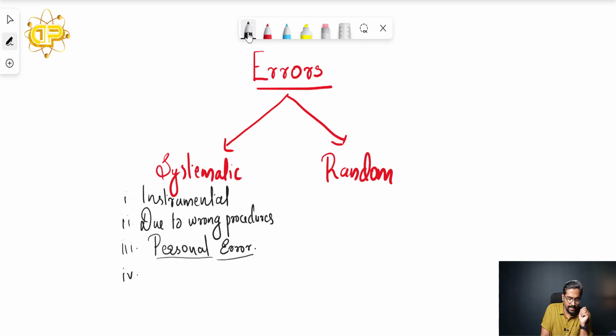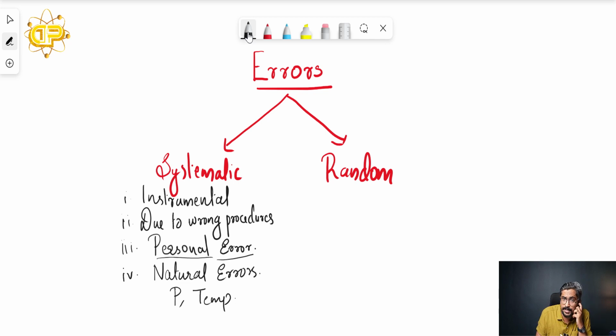The fourth one is natural errors. We take measurements or do experiments using, for example, a semiconductor. In the semiconductor case and certain experiments, we have to maintain a certain pressure and temperature. So if there is a variation in temperature or pressure, then definitely you will get a wrong answer there.